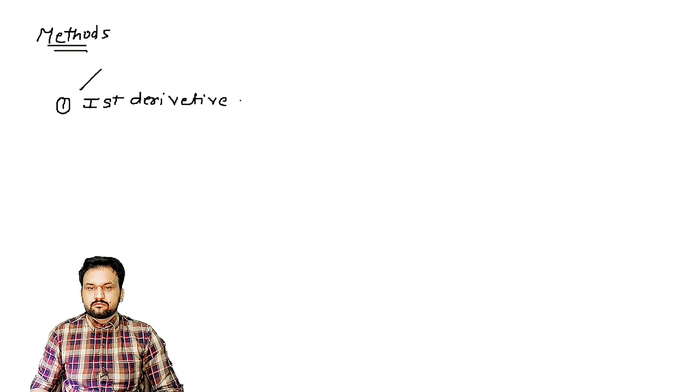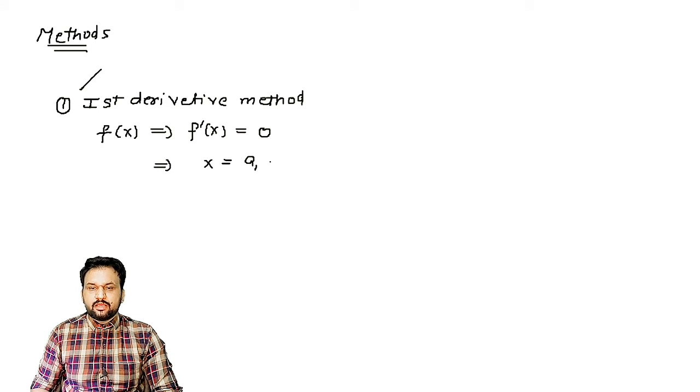Now it's time to find the method of finding maxima or minima. There are two types of methods. Method 1 is the first derivative method. In the first derivative method, first of all we have a function f of x, and then we try to find the first derivative, that is f dash x, and we set this first derivative equal to 0. By this equation we get values of x, like a or b, whatever. So these kinds of values you will find.